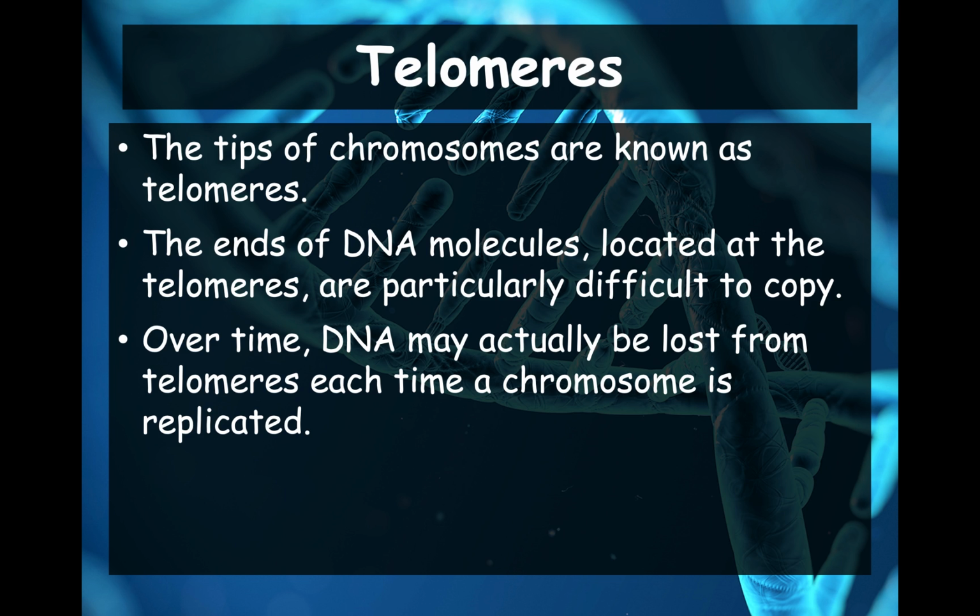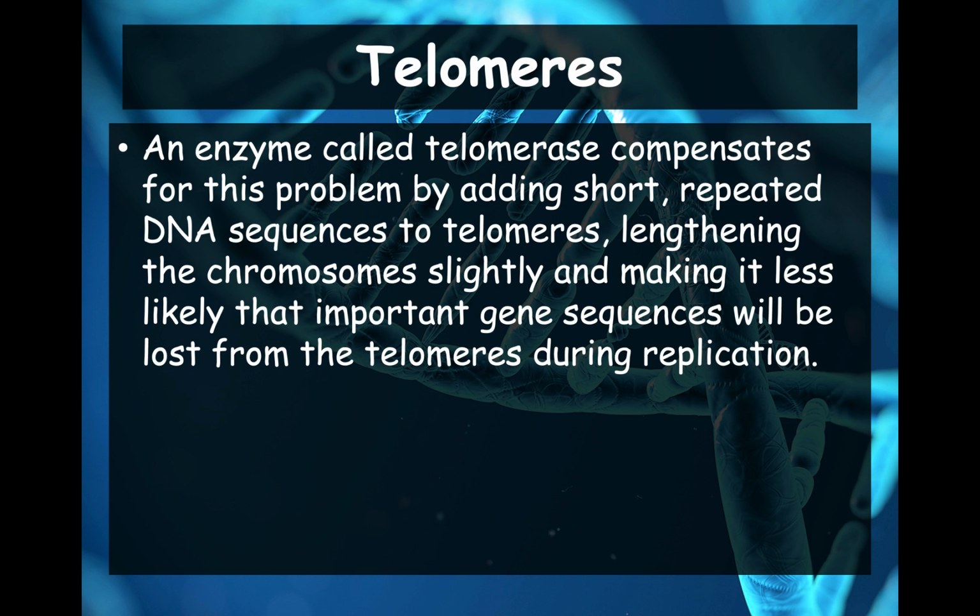So cells actually have a method of combating this. An enzyme called telomerase compensates for this problem by adding short repeated DNA sequences to telomeres. Now, these DNA sequences don't actually code for anything. They are just there so that if something gets cut off, it's not important. So it lengthens the chromosome slightly and makes it less likely that important gene sequences will be lost from the telomeres being cut off.